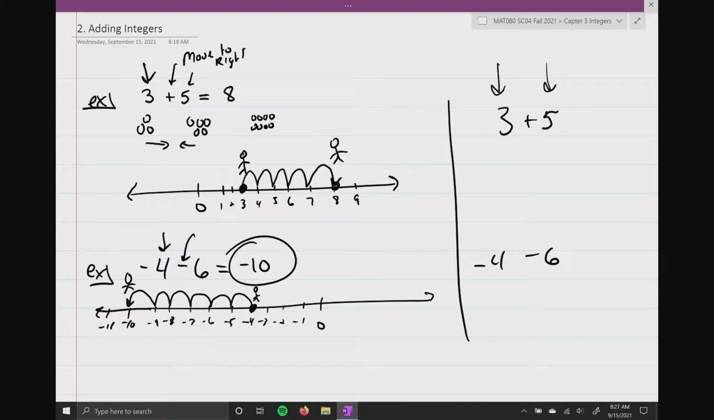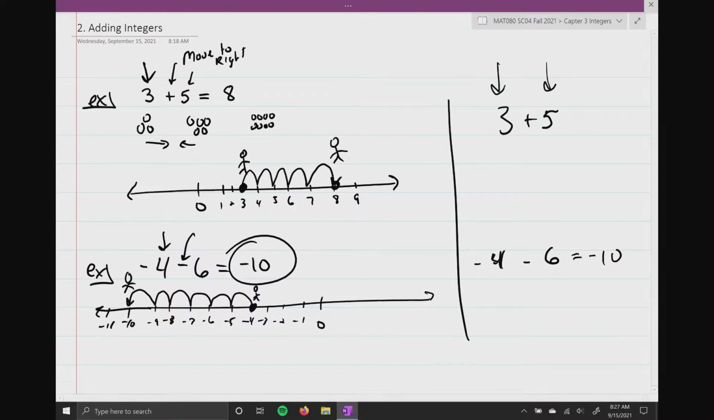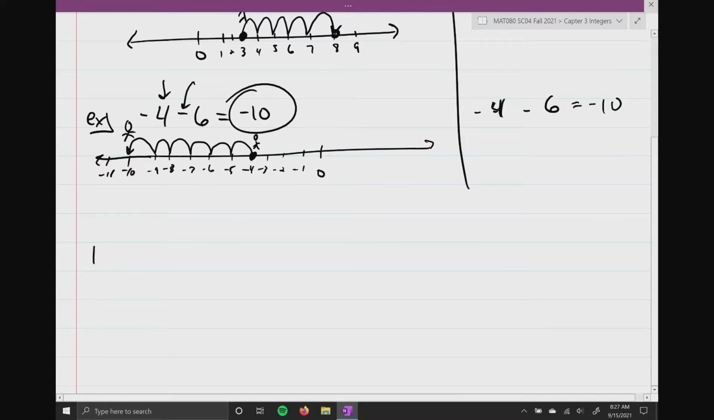Look at the 4 and 6. If I didn't tell you those signs and I just said combine the 4 and the 6, you would say 10. But if I make them both negative, then the answer is -10. And that is our first rule with adding integers. So let me write the rule down and then we'll internalize it. Rule number 1.